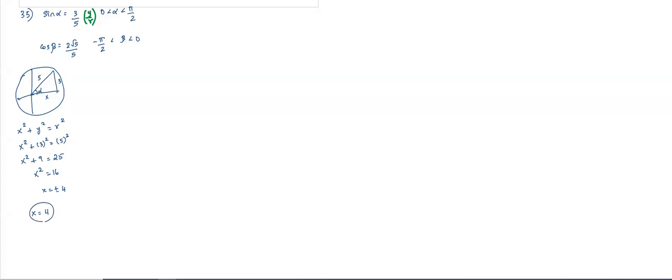Now, based on this, I know what my cosine alpha is. It is 4 over 5. Okay. So I've already been given sine alpha. Now I need cosine alpha. I find that. Then I also find tan alpha. Tan is y over x. So y over x is 3 over 4.